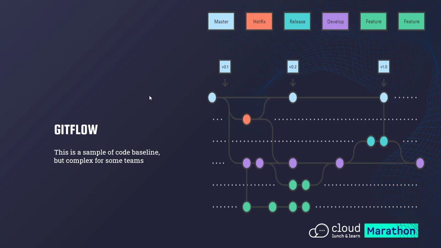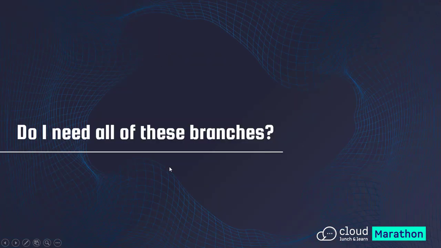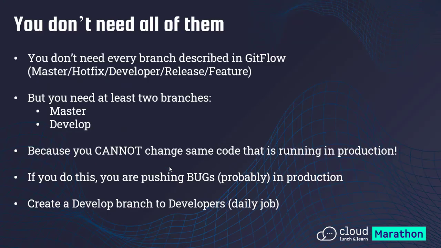Okay, this is a code baseline. It's many divisions of the same code, and at the first moment, maybe every code is equal, and after this you have many different timelines of code. Okay, but do I need all of these branches? No, you don't need all of them.